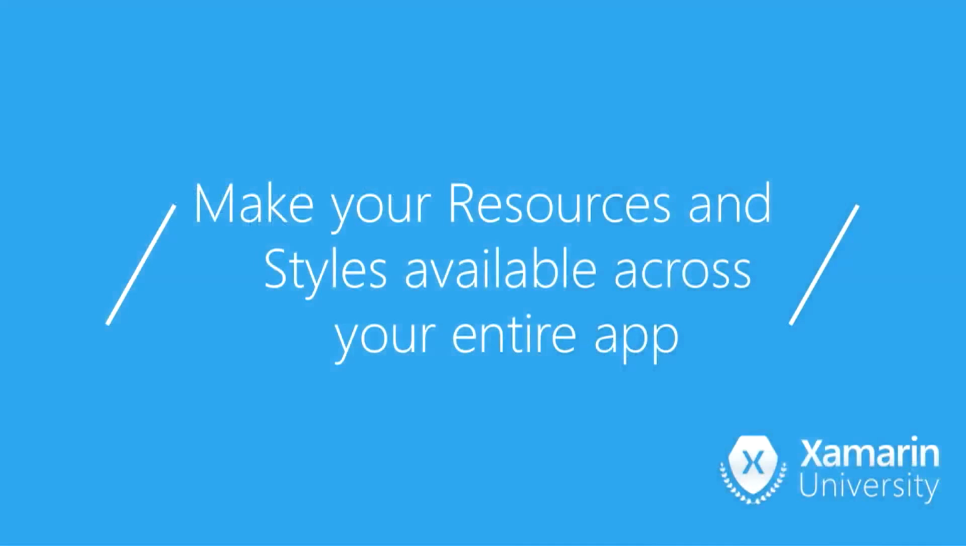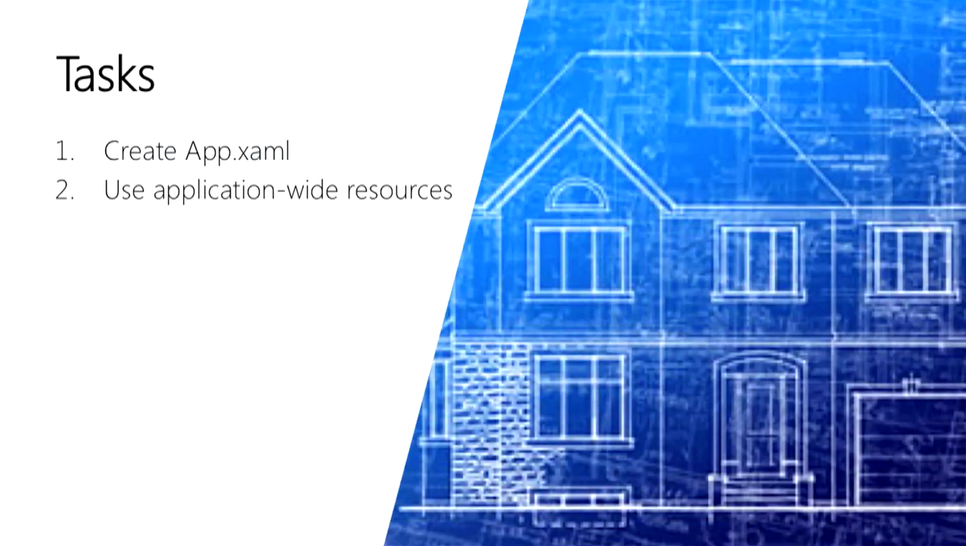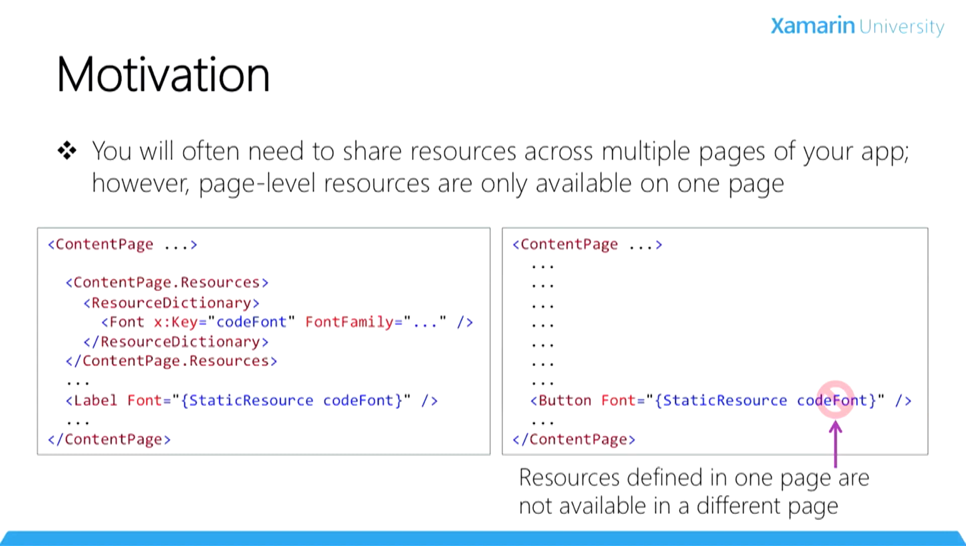Our next objective is to make your resources and styles available across your entire application. In order to do this, you'll need to store them in a central location and not define them within a page like we have up until now. First, we'll create a global XAML file to hold our shared resources, and then we'll move some resources and styles to the new file and see that they're available across all our pages. Resources defined in a page's XAML file are only available to that page. And since most apps have more than one page, page-level resource dictionaries are not really sufficient to avoid repeated code.